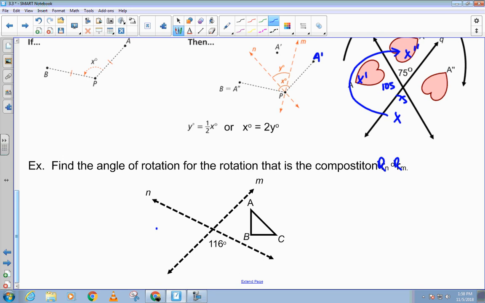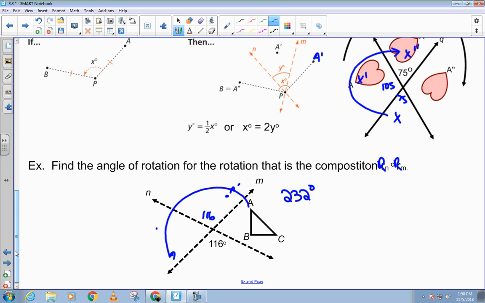It's reflecting over 116, but what's the rotation? 116. Huh? Yes, 116 doubled then, which would be what? 232. And this, you reflect it, here's going to be your A prime, and your A double prime is going to be down here. So we're doing this number, right? We're going over the 116 degree angle, and so you double that, right, for your rotation.